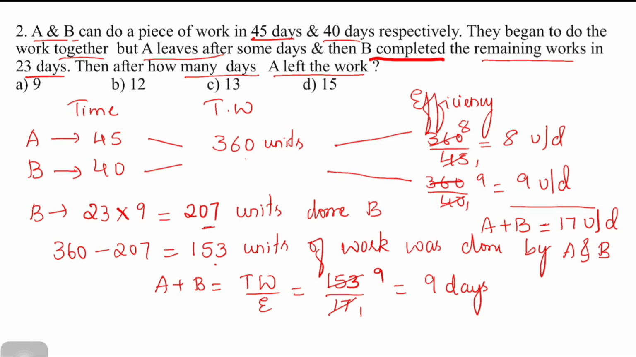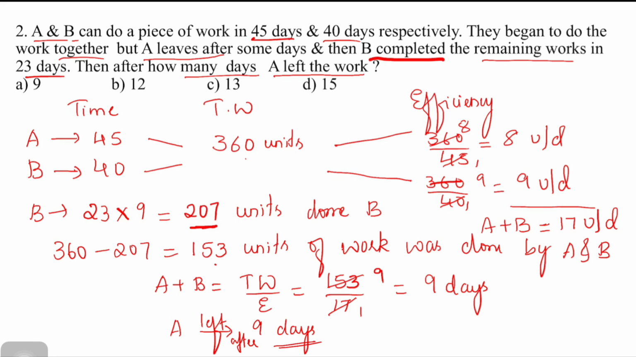After that what happened? B completed the remaining 207 units. So that means A worked for 9 days and then left the work. He worked with B for 9 days and then he left. So A left the work after 9 days.